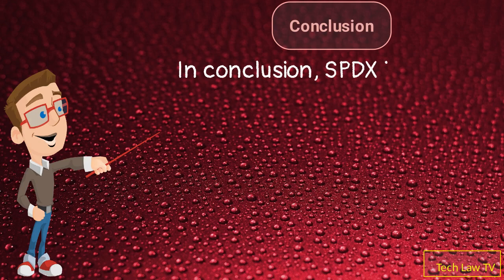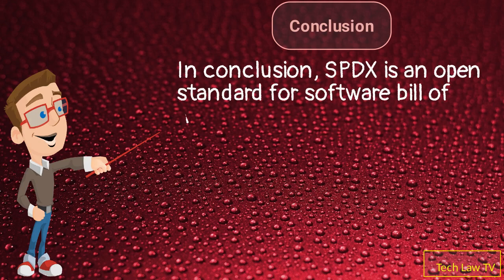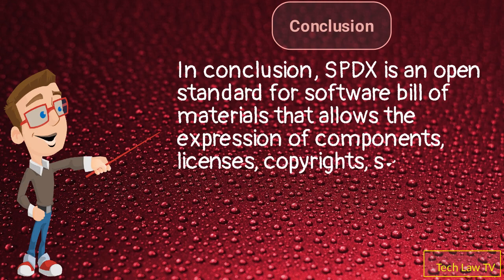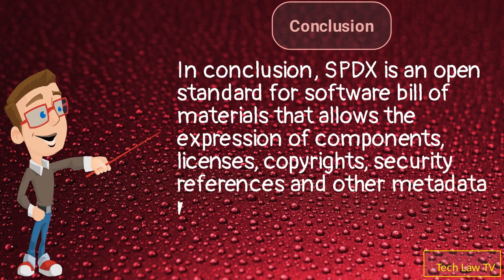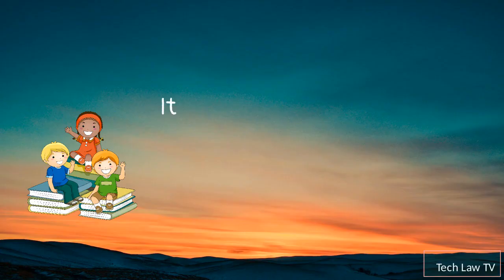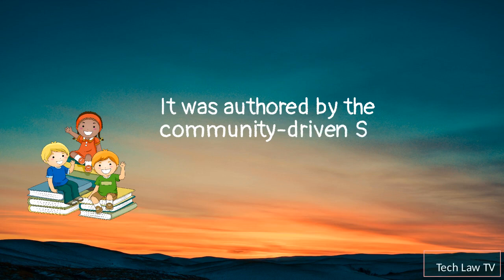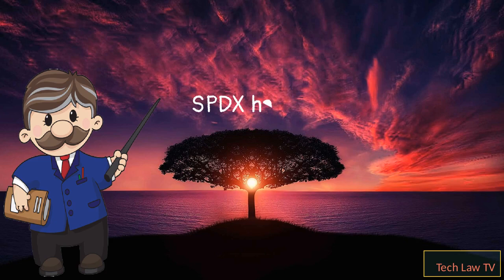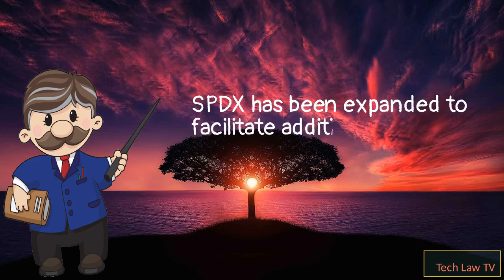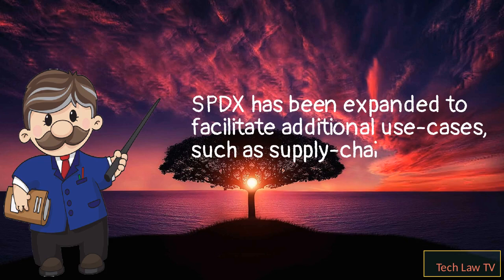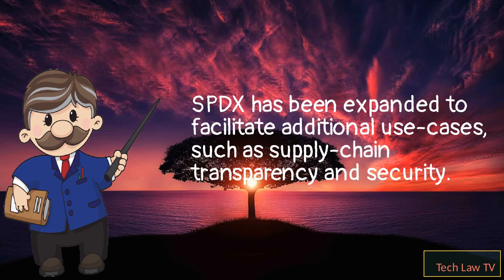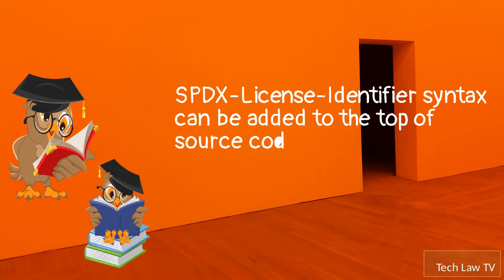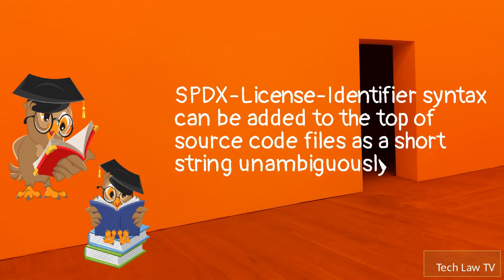In conclusion, SPDX is an open standard for software bill of materials that allows the expression of components, licenses, copyrights, security references, and other metadata relating to software. It was authored by the community-driven SPDX project under the auspices of the Linux Foundation. SPDX has been expanded to facilitate additional use cases, such as supply chain transparency and security. SPDX license identifier syntax can be added to the top of source code files as a short string unambiguously declaring the license used.